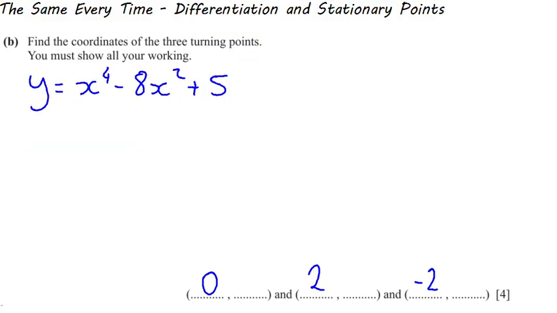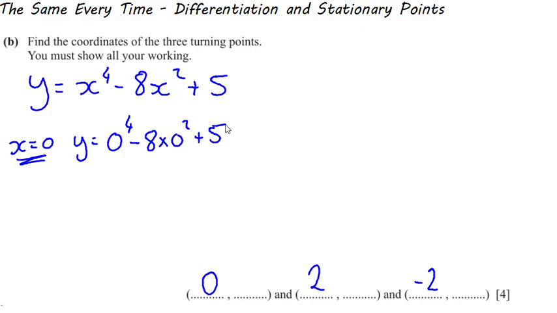So to find the y values, I have to go back to the original equation, the very first equation they give us in the question, the y equals equation, and I just substitute in there my various x values. So when x equals 0, y is going to equal, everywhere I see x, I'm going to put 0 instead. 0 to the power 4 minus 8 times 0 squared plus 5. And actually everything there apart from the 5 is 0, isn't it? So that's just going to be equal to 5. So y equals 5 goes with x equals 0.